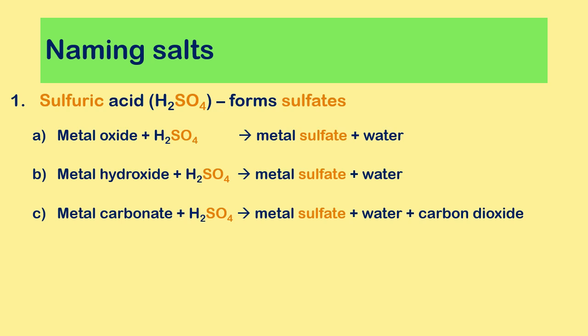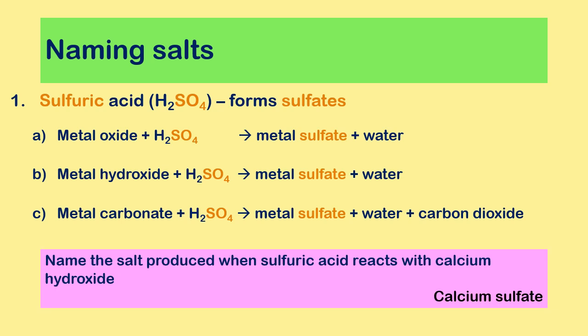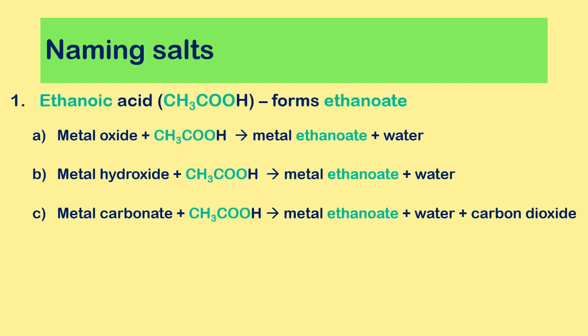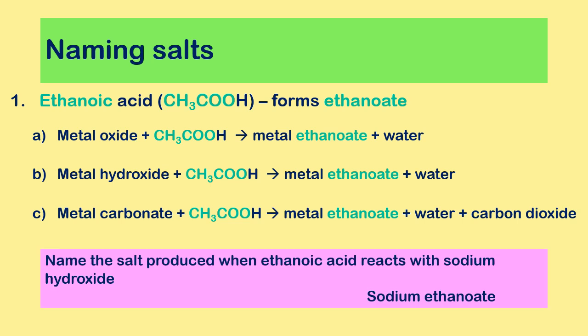Sulfuric acid, which is H2SO4, forms sulfates. So again, the metal part of the name comes from whatever metal base, oxide, hydroxide, or carbonate you've used. So if we reacted sulfuric acid with calcium hydroxide, we would produce calcium sulfate. With ethanoic acid, exact same thing, except the salts are going to end with ethanoate. So if we used ethanoic acid with sodium hydroxide, we would get sodium ethanoate.